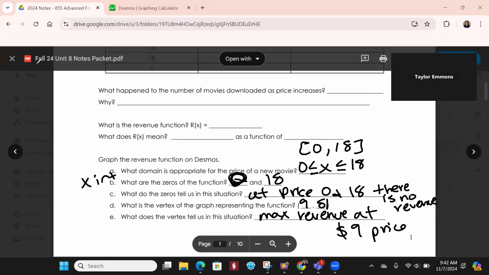All right, when you're done, flip the page. You too, baby.